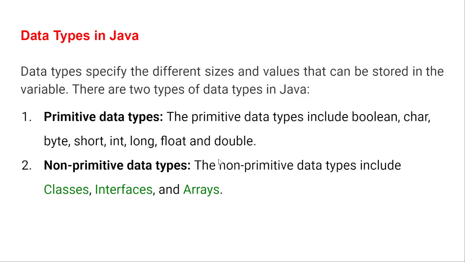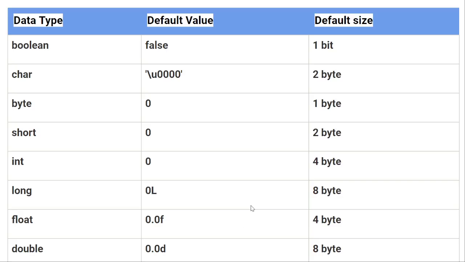Non-primitive data types are classes, interfaces, arrays, and strings. String is both a data type and a class. String is a very commonly used type, and we will see it in detail later.